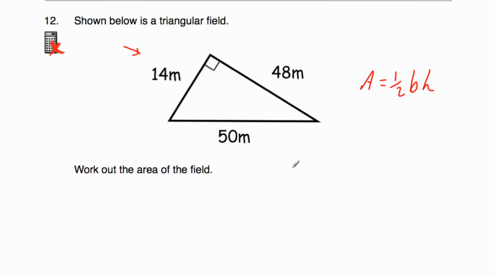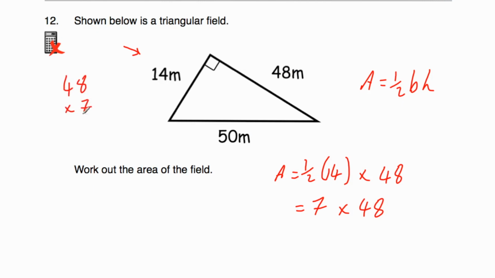So to find the area of a triangle, we're going to do half the base times the height. This is a non-calculator question, so I'm going to half the base to begin with. I'm going to do half of 14, and then I'm going to multiply that by the height of the triangle, which is 48. So half of 14 is equal to 7, and then if we do 7 times 48, that will give us the area of the field. So 48 multiplied by 7. 7 times 8 is 56, put our 6 down, carry our 5. 7 times 4 is 28, plus 5 is 33. So the answer would be 336 square meters, or meters squared. And that's the area of the field.